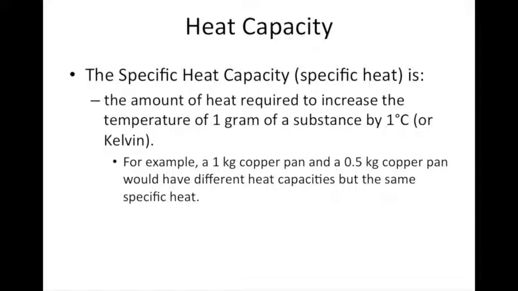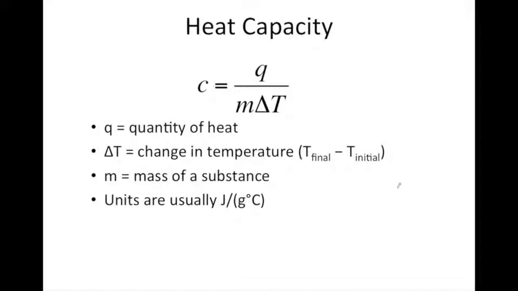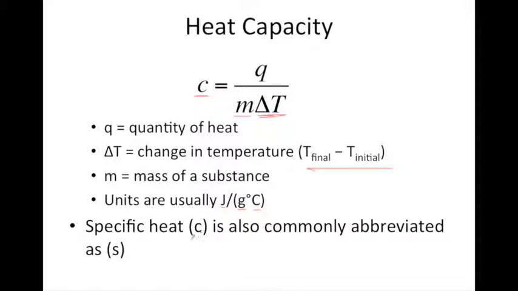Now the formula for calculating specific heat, which is generally a lowercase c, is equal to Q, the amount of heat absorbed, divided by the mass of the substance times its change in temp, where the change in temp again is final minus initial. And the units here would be joules divided by gram times degree Celsius or sometimes Kelvin. Now specific heat, as we mentioned, is generally lowercase c, but sometimes you'll see it represented with a lowercase s.